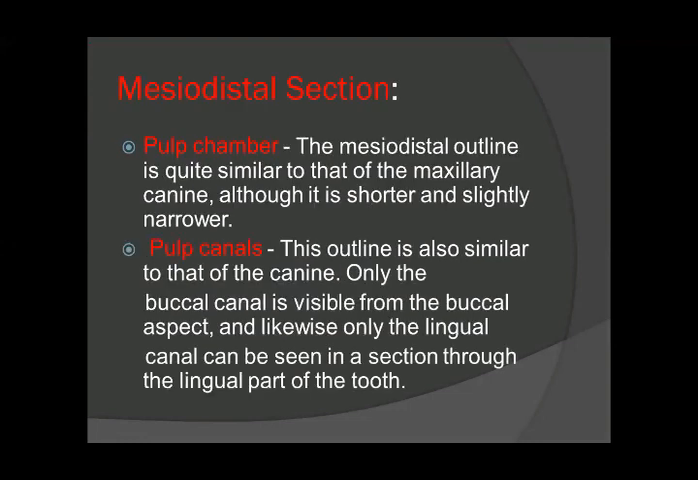Mesiodistal section, pulp chamber: the mesial outline is quite similar to that of the maxillary canine, although shorter and slightly narrower. Pulp canals: the outline is also similar to that of the canine, only the buccal canal is visible from the buccal section. And likewise, only the lingual canal can be seen in a section through the lingual part of the tooth.